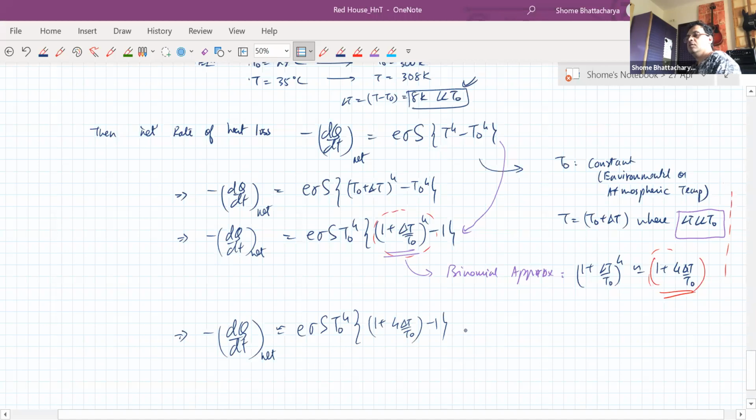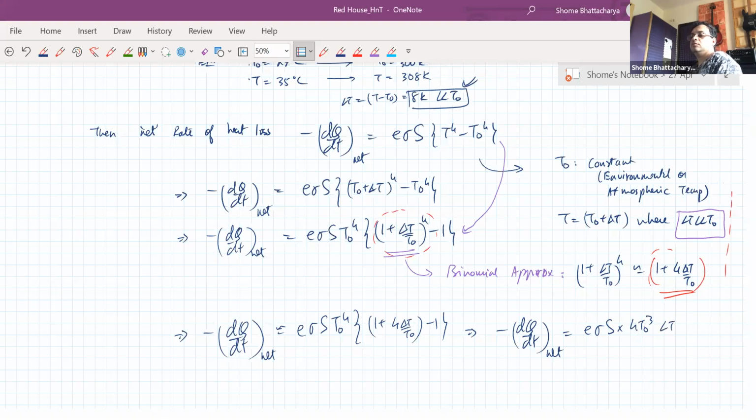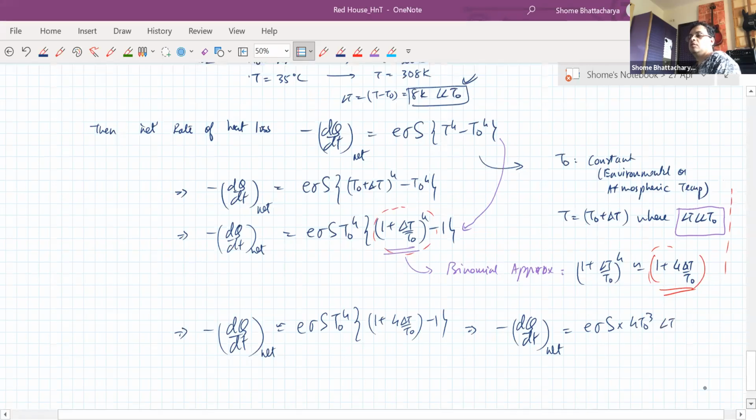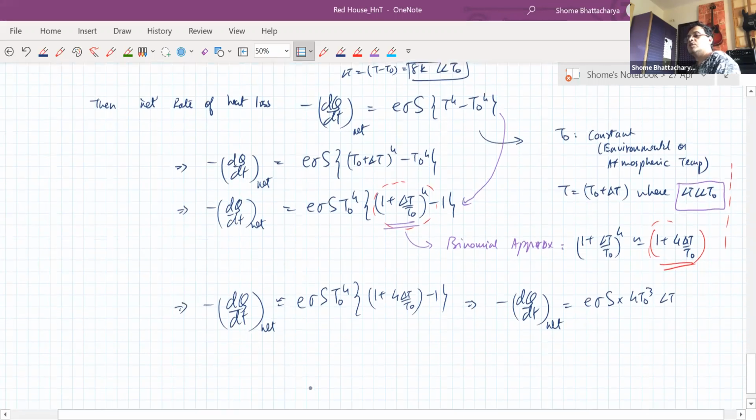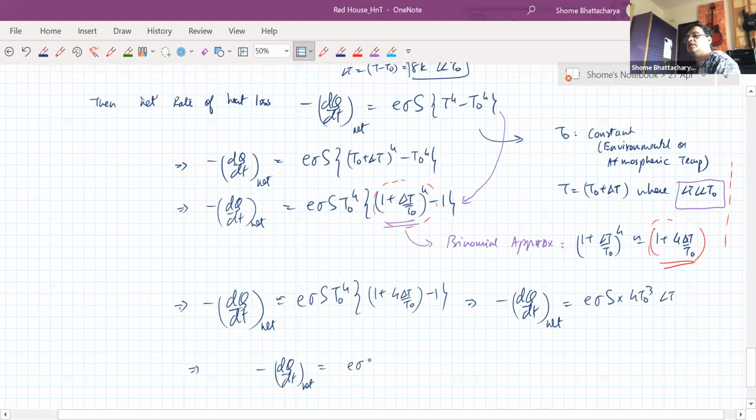So we get that the net rate of heat loss is equal to E sigma S into, now bring this outside, 4 T naught cube into delta T. Or we can say that the net rate of loss of heat is equal to some constant. Remember, the environmental temperature is also constant. So this constant into delta T, which is T minus T naught.